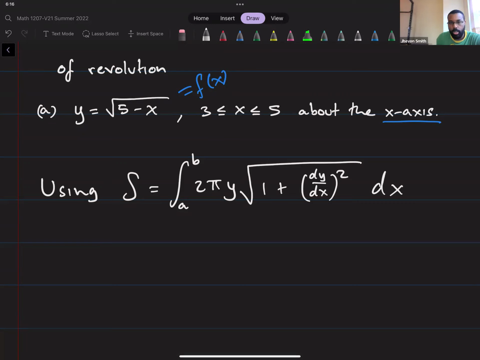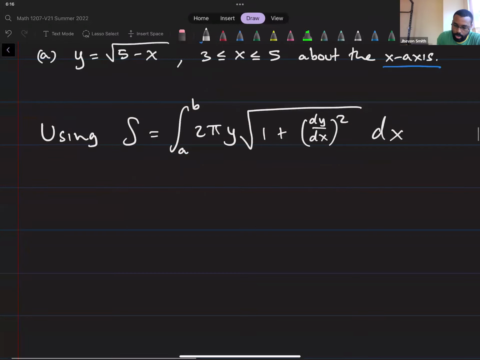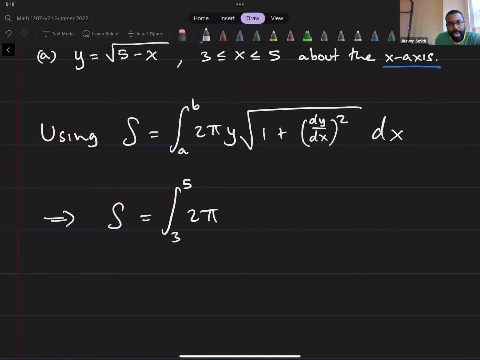Because my y is given as a function of x, that's how I want to do it. So the integral is going from 3 to 5. It's 2 pi. I know I have to do it dx, which means everything has to be in terms of x. So the variable y I can't use, but y is defined as the radical of 5 minus x, so I'm going to plug that in here.